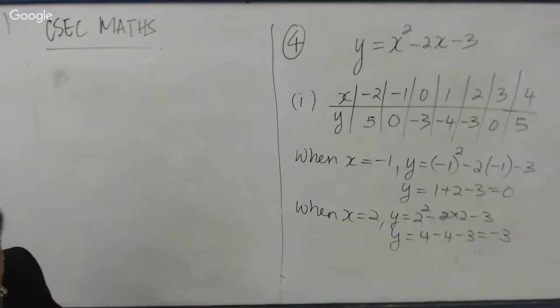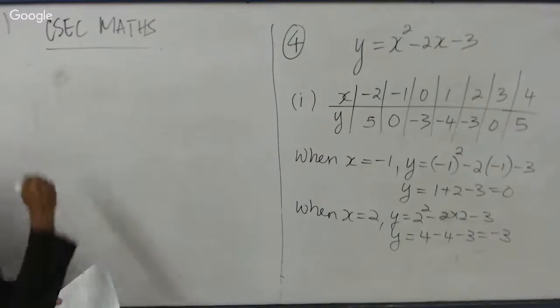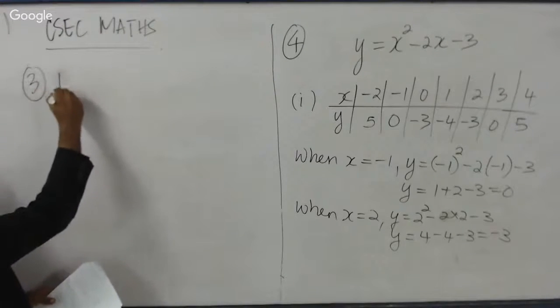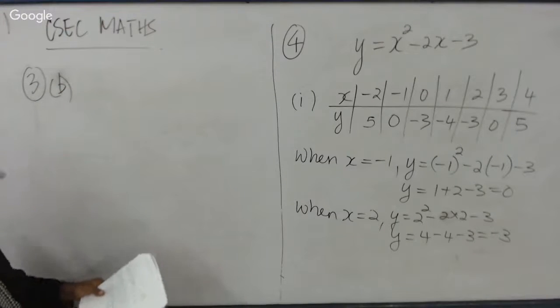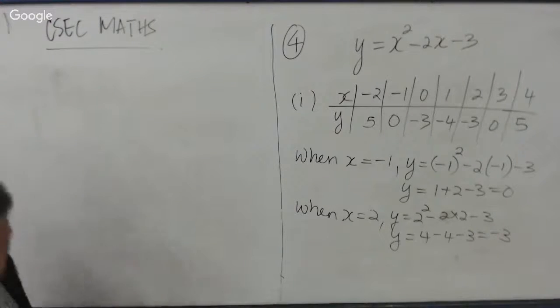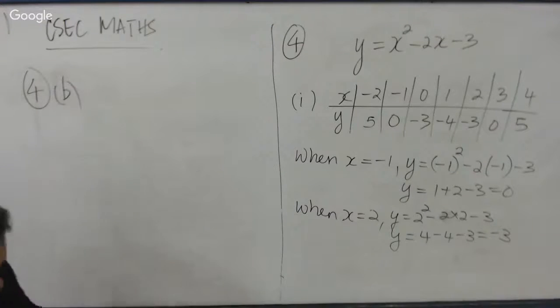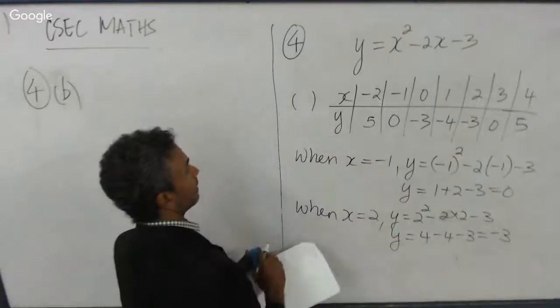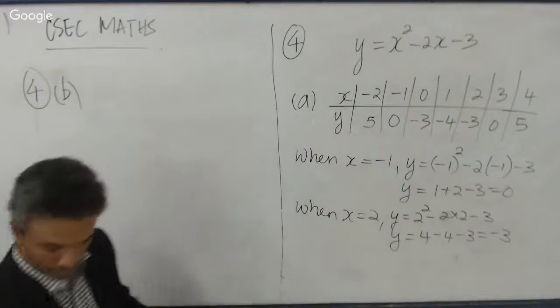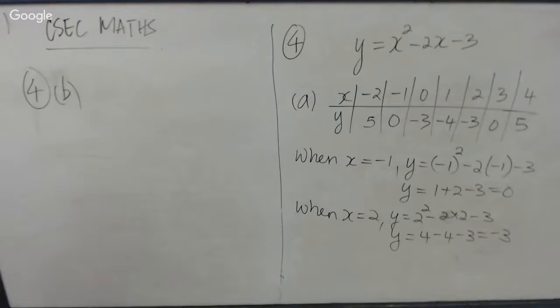Okay, part 2. This is an example of a quadratic graph. Part B is 4B, sorry. And this was 4A, so check your answers there. Using a scale of 2 centimeters to 1 unit on the x-axis and 1 to 1 on the y-axis, plot the points and draw the graph.